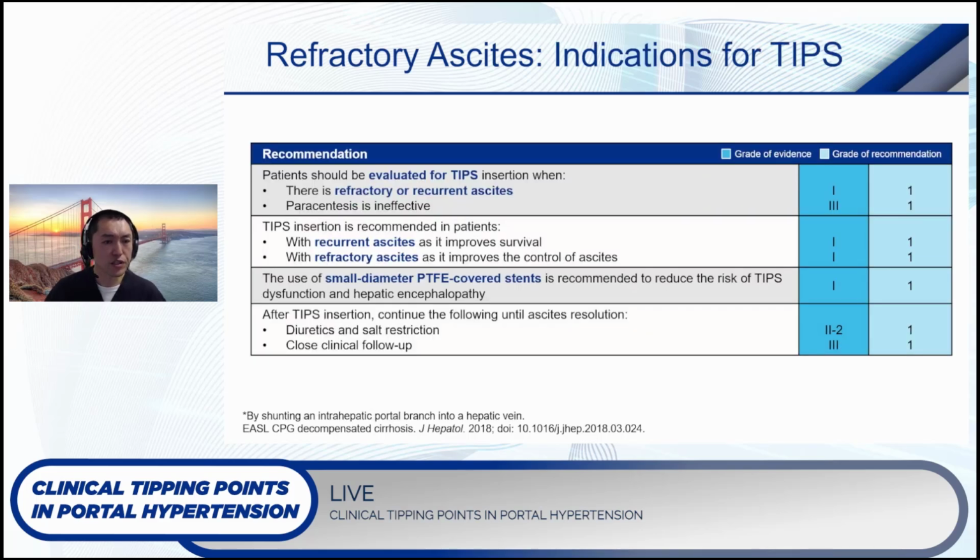And then indication for TIPS. TIPS is indicated for refractory or recurrent ascites when large volume paracentesis is ineffective. And it's been shown in some of the studies we will show to be associated with improved survival, improved control of ascites. And after TIPS insertion, it's still important to continue diuretics and salt restriction and close clinical follow-up and monitoring to ensure that the stent is functioning correctly.